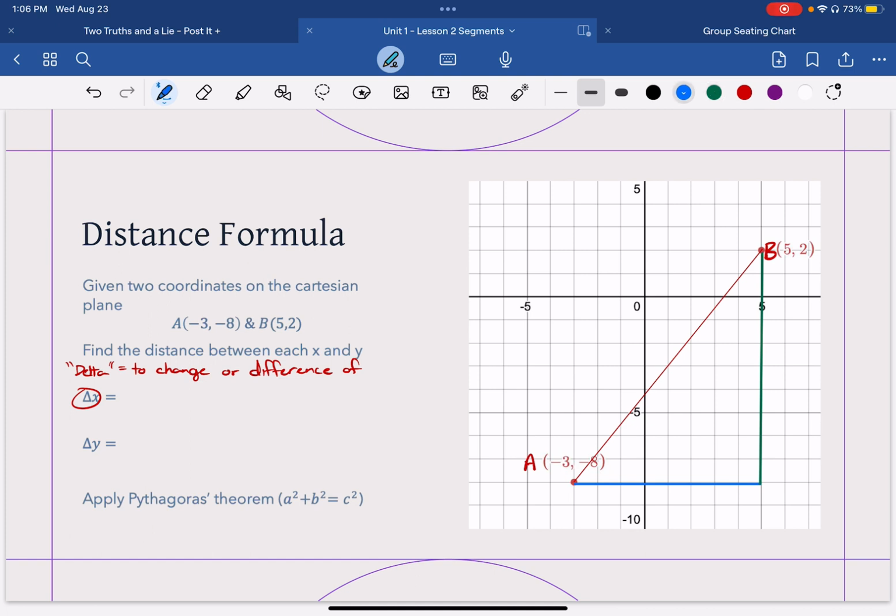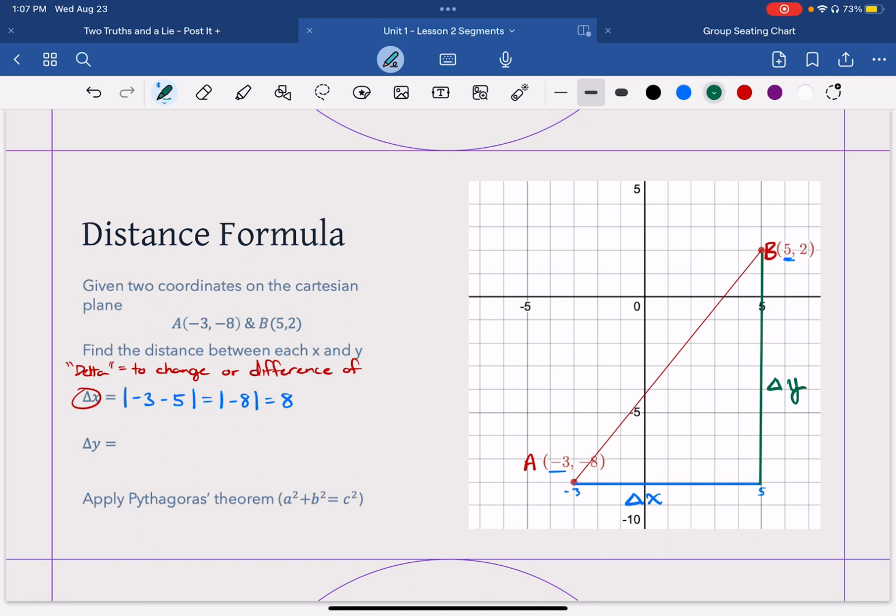And I'm going to label the blue. This is going to be our change in x. And our green is going to be our change in y. Now let's look at our x values. We have -3 to 5. And so the distance of x is going to be -3 minus 5, which is going to give us -8, which is going to give us 8. Okay, that is how long those units are.